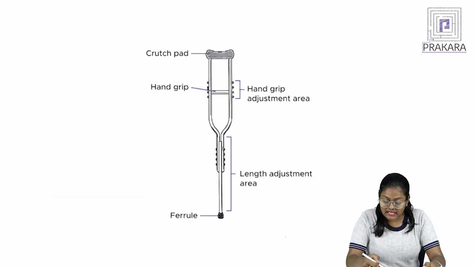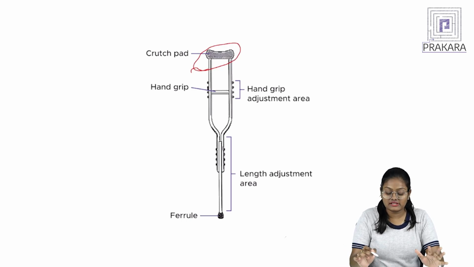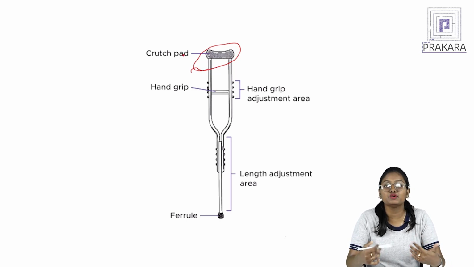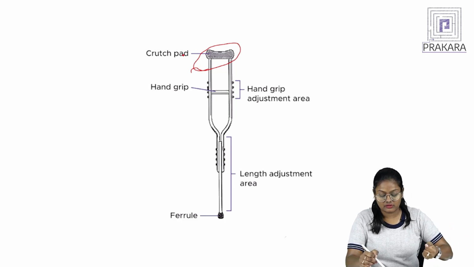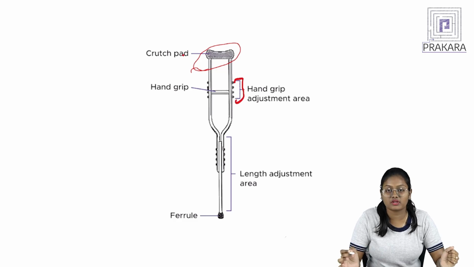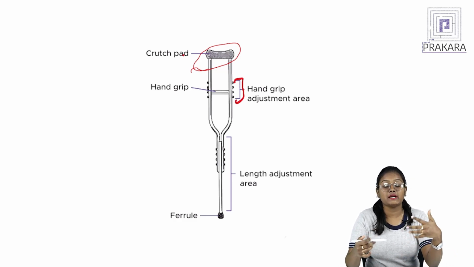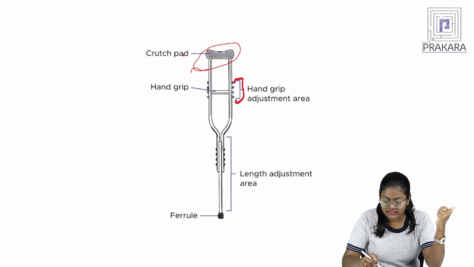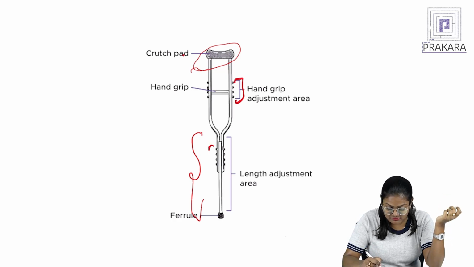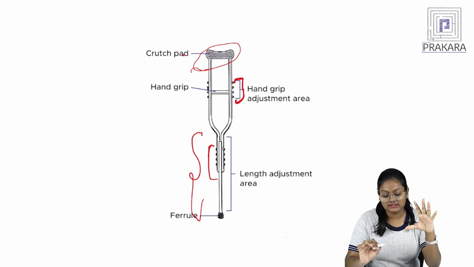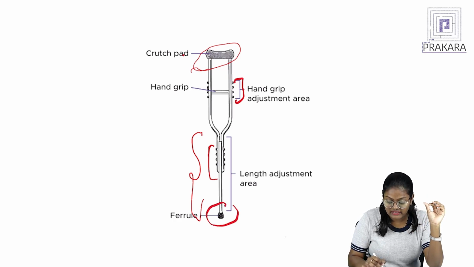Okay, so these are the parts of the axillary crutch. It consists of this pad, the crutch pad. The entire crutch is made of metal, but in the crutch pad region we'll have a cushion. And we have a hand grip over here onto which the patient holds on. Here we have the adjustments, so that you can adjust the hand grip depending upon your height and comfort. In the same way, the length of the crutch can also be adjusted or altered. We have the adjustments over here. With this we can adjust the crutch, and also at the end we have the ferrule.